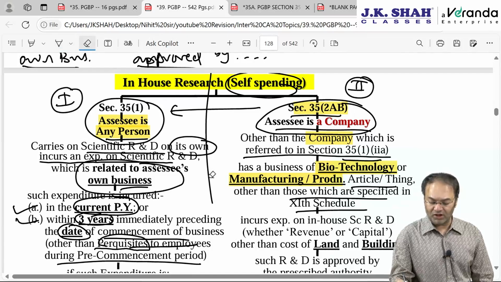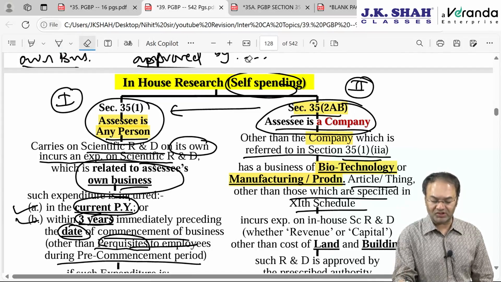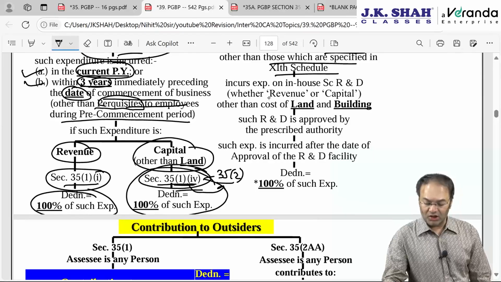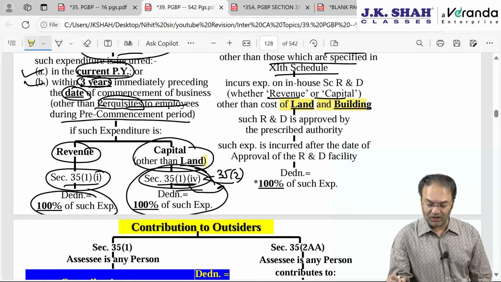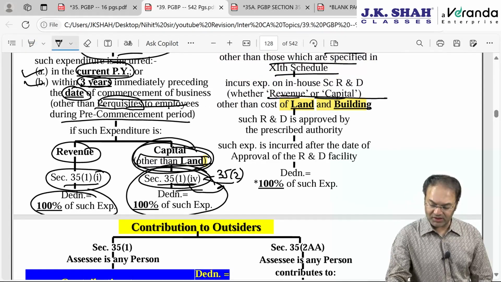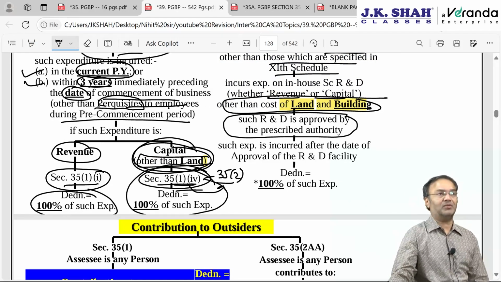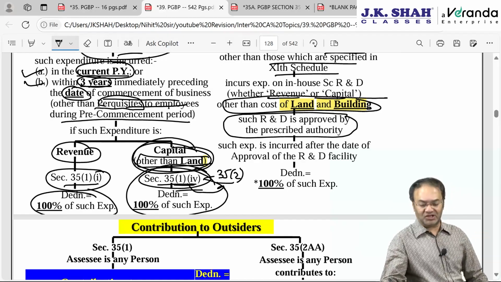Here, expenditure could have been incurred not necessarily on its own business. It could be revenue or capital expenditure. If it is capital, it should be other than land and building. Here it was other than land. Here it is other than land and building. R&D facility should be approved by prescribed authority. Prescribed income tax authority means generally CIT, PCIT.